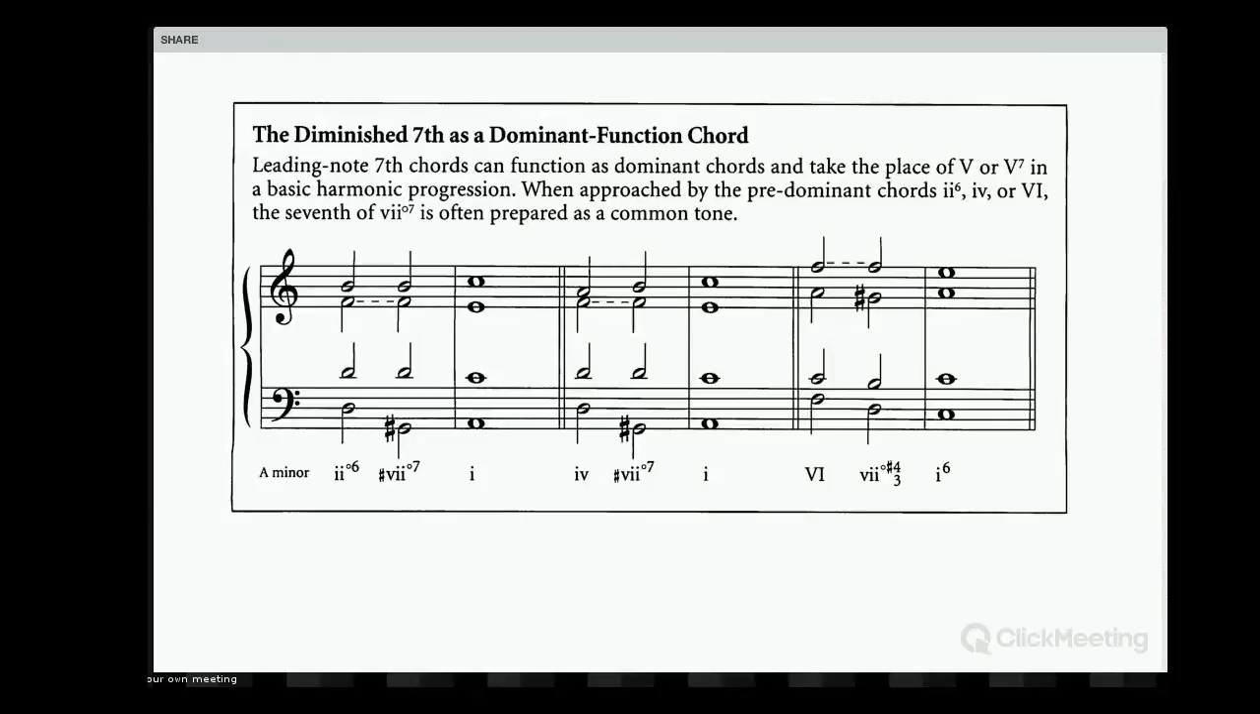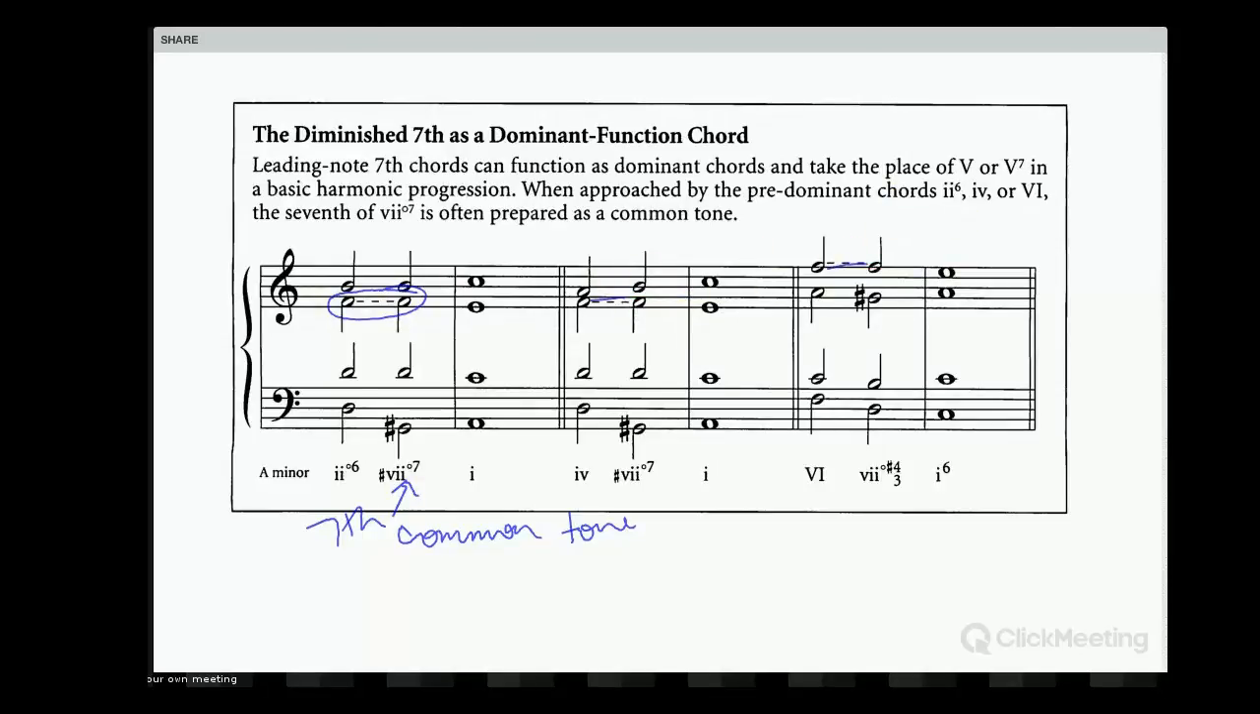Finally, let's talk about the diminished seventh chord as a dominant functioning chord. So I mentioned before that you can use this chord as a dominant functioning chord, and it could take the place of 5 or 5/7 in a harmonic progression. When you approach it from a predominant chord, try to keep the seventh as a common tone. So the seventh is a common tone. The seventh of the chord, right? Not the leading note, but the seventh of the chord, common tone. Prepare it as a common tone, if you can.